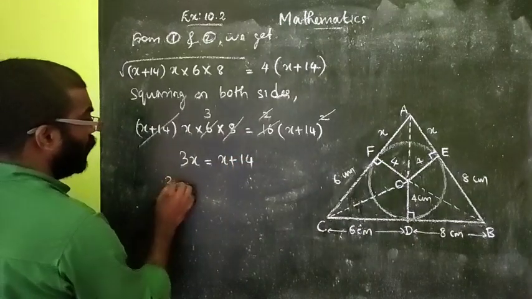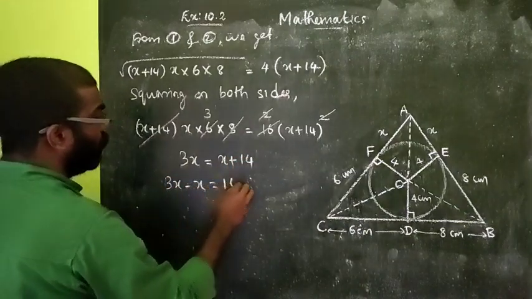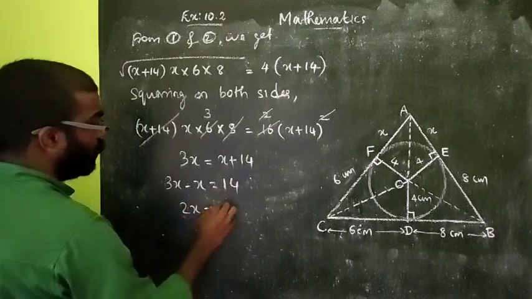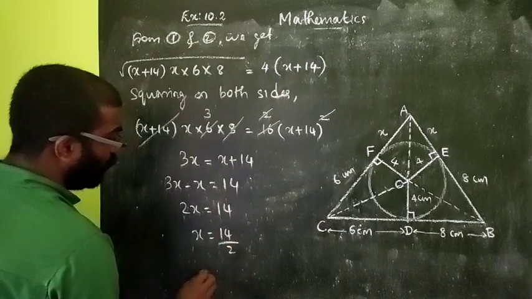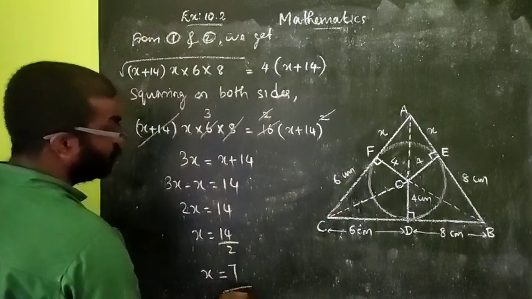Okay. Or we can write 3x minus x is equal to 14. 2x is equal to 14. x is equal to 14 by 2. x is equal to 7.